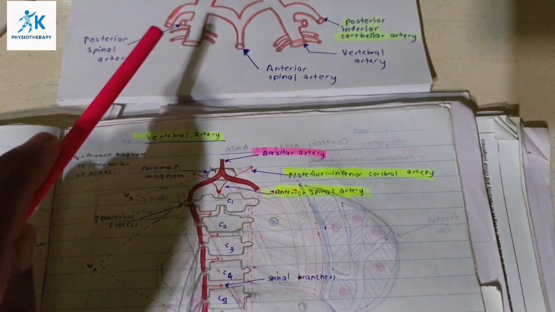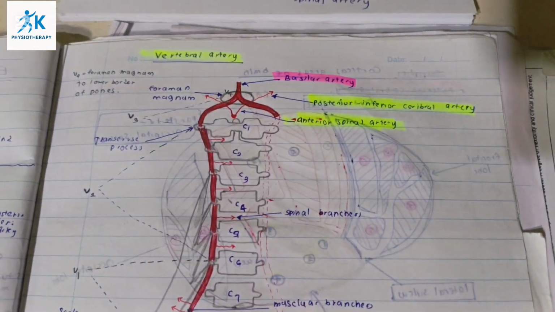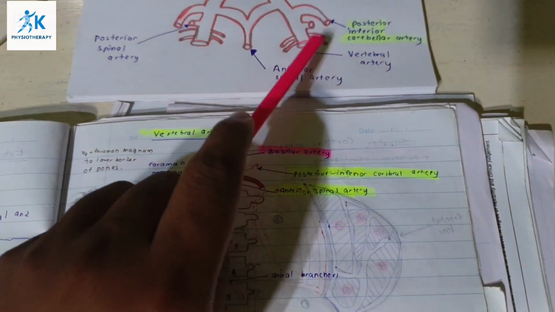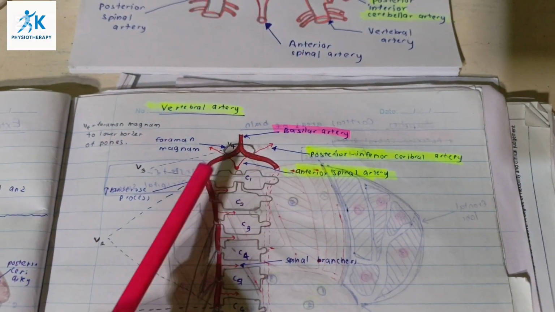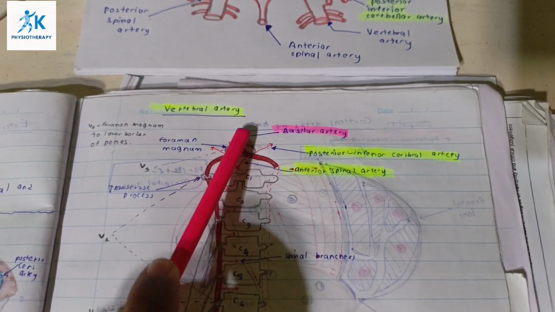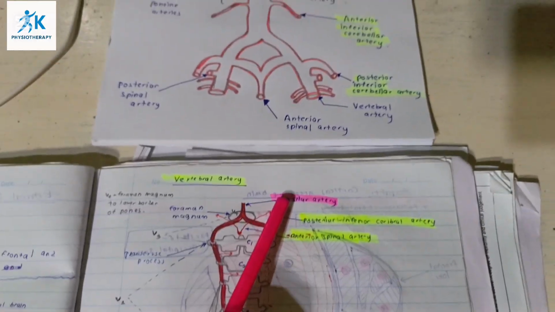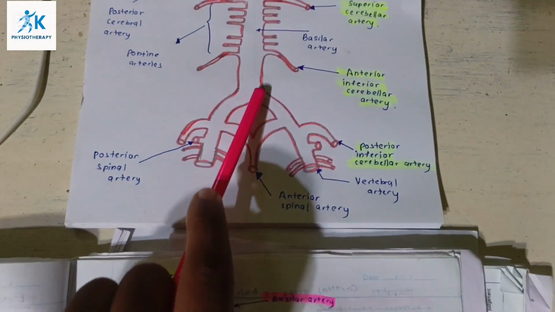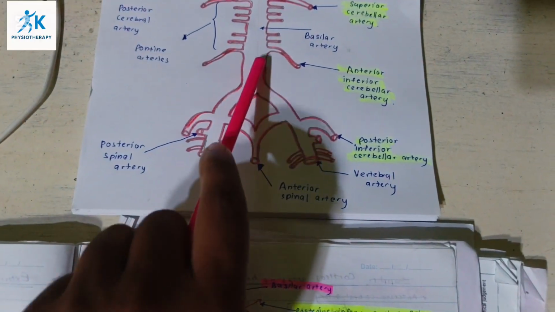This is the left vertebral artery, supplied by this. This is the right vertebral artery, connecting with the right side. They connect and make the basilar artery. The two vertebral arteries connect to form the basilar artery.